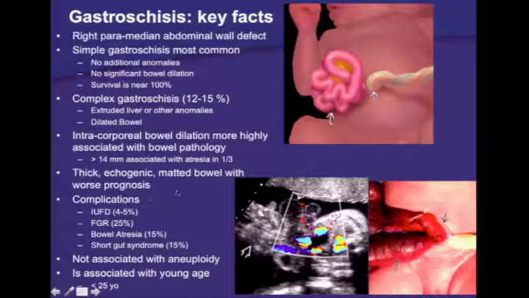So complications of gastroschisis include growth restriction, fetal death, bowel atresia, short gut syndrome. The good news is it is not associated with aneuploidy. It is associated with younger moms, and the mean age is approximately 25 years old.